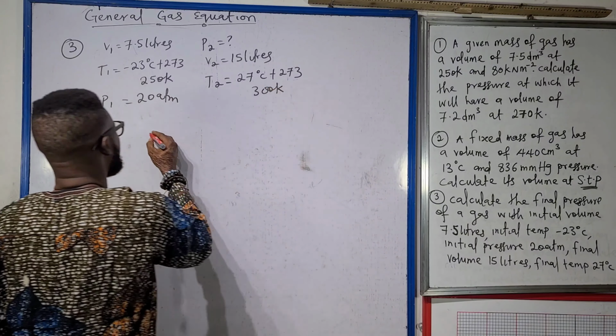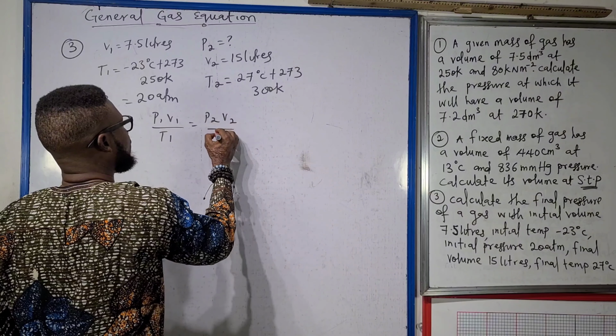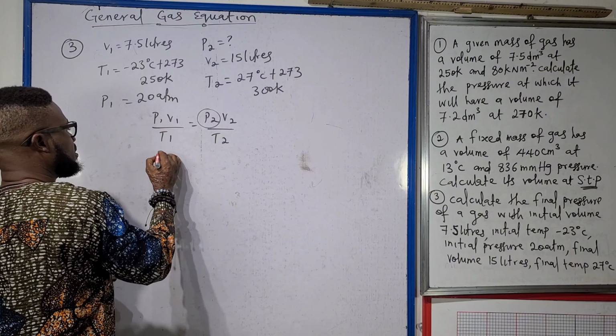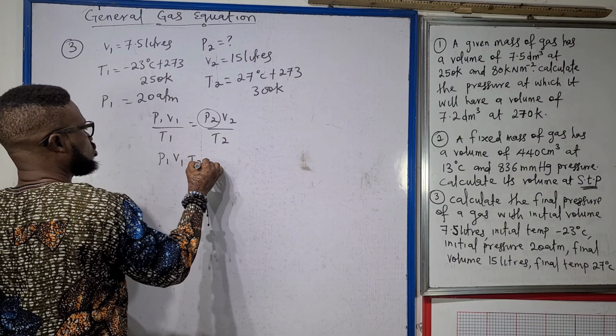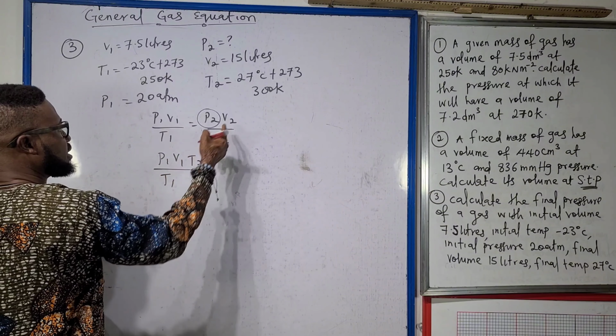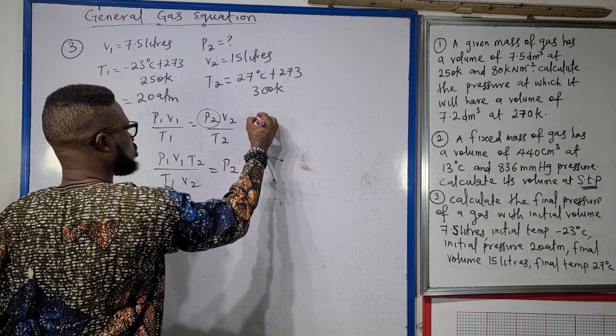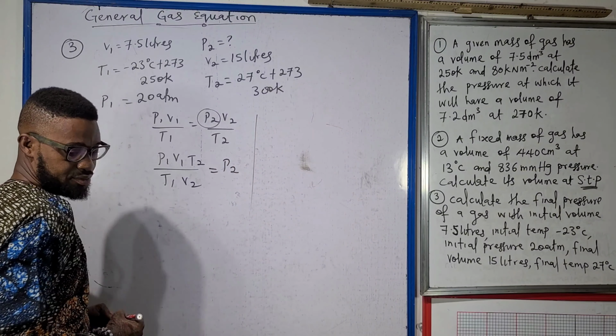So using your equation of state, P1 V1 over T1 equals P2 V2 over T2. Here we're looking for P2. So this moves here: P1 V1 T2. T1 remains here. This is coming here: V2 equals P2. So that way my P2 equals, what is my P1?